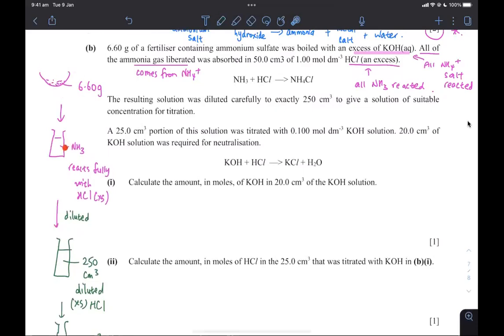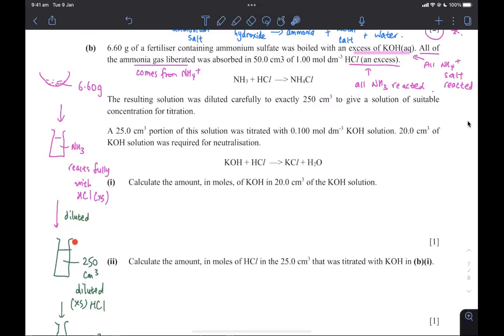The ammonia reacted with excess HCl, so all the ammonia is gone. You have excess HCl in here. But the thing is, you don't have that much. So what we do is we transfer to a volumetric flask. This is called a volumetric flask, something very common in your practical science, and you will learn to label apparatus again in paper 3 or paper 5.